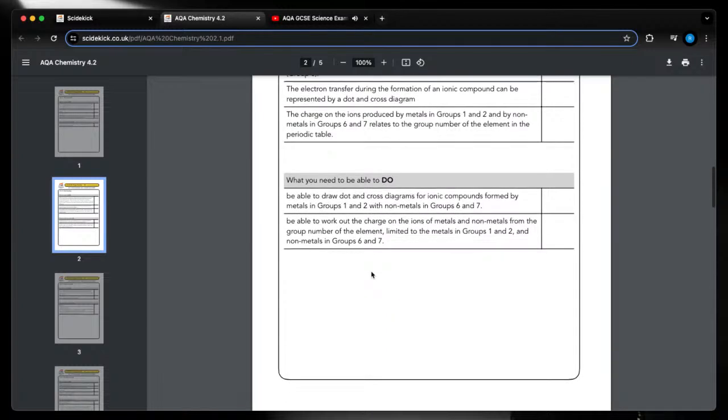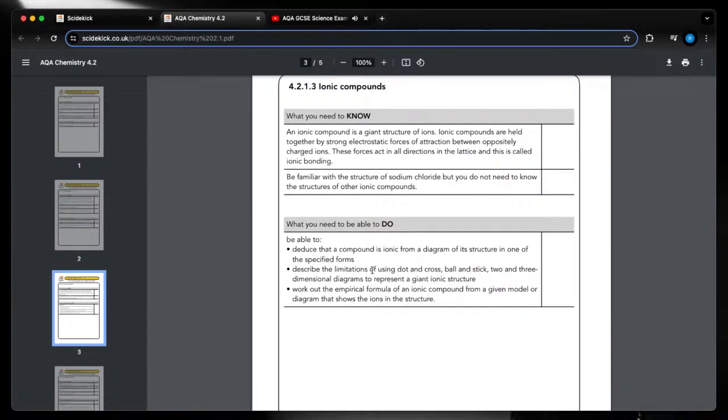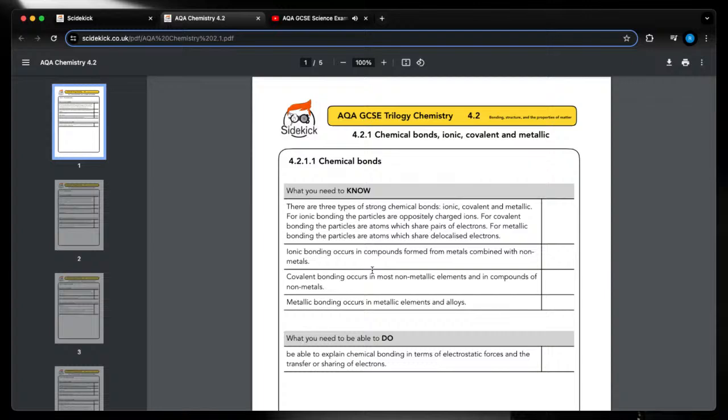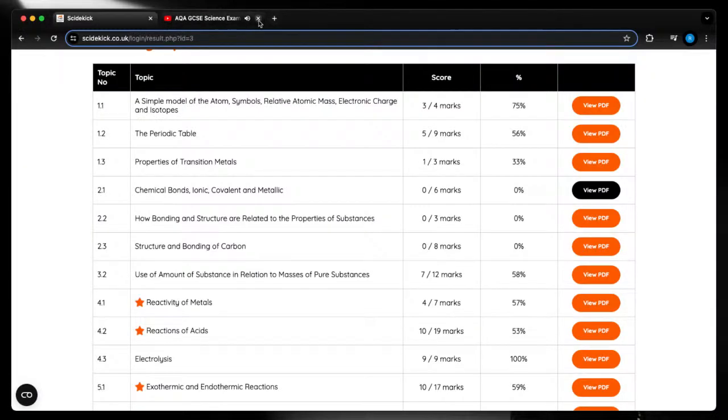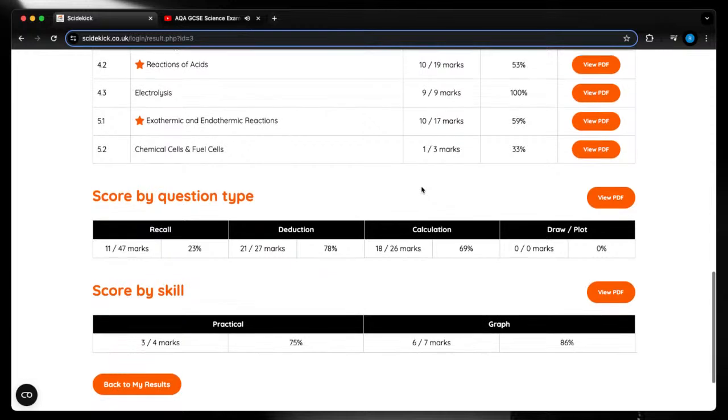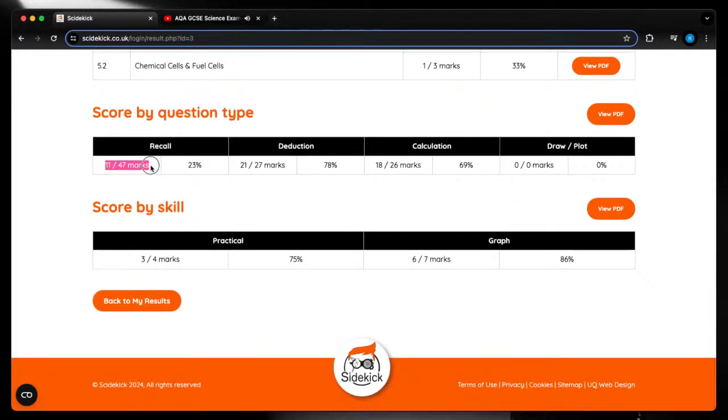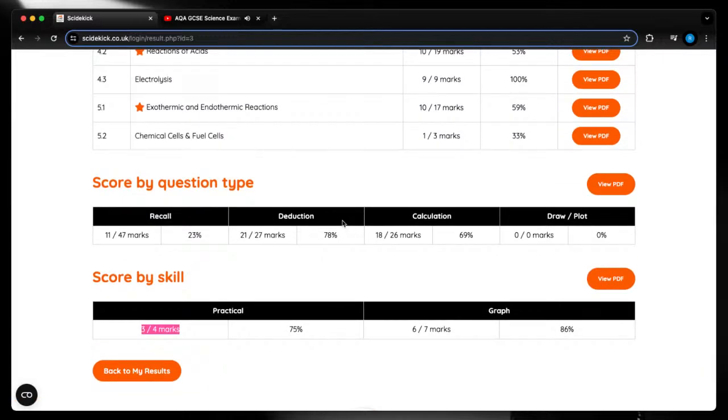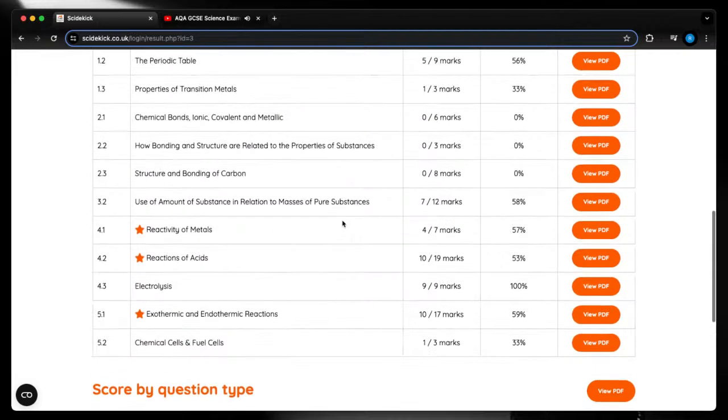So it tells you what you need to know and what you need to do for every part of this topic. It really directs you on exactly the things that you need to improve on. And at the bottom, it shows you how good you are at these recall questions, how good your memory and revision are. Here is your exam skills, your deduction questions, and of course your calculation questions as well, and how well you did in practicals and so on. So it can give you a really clear idea as to what you need to do.